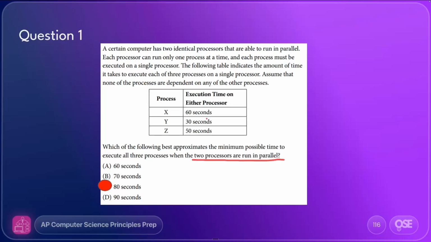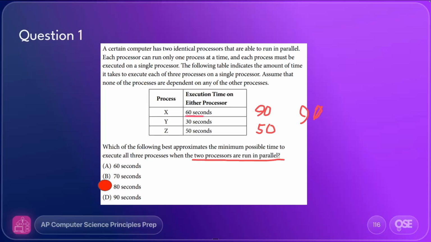Let me explain. 60 plus 30 equals 90. That means we have one step that takes 90 seconds and the other step that takes 50 seconds. They run in parallel. So we take the maximum parallel time, 90, and that's how long both of the processes will take. How long it will take to run both processes.